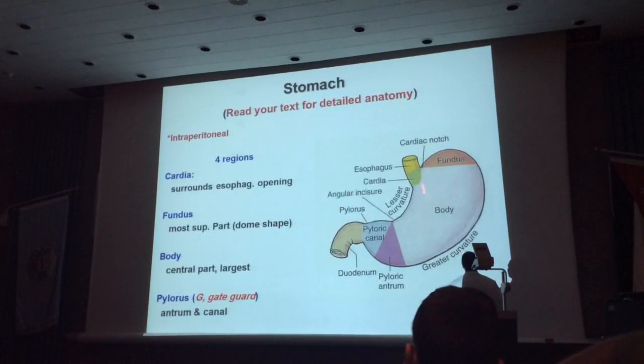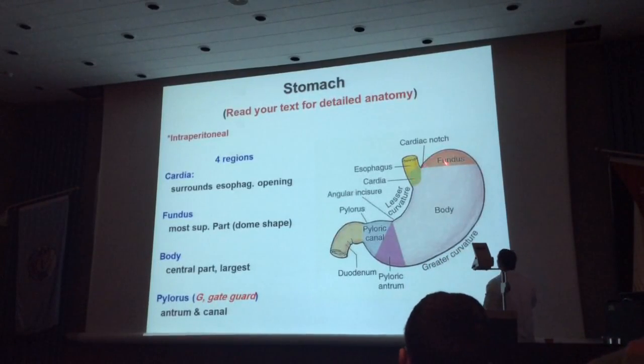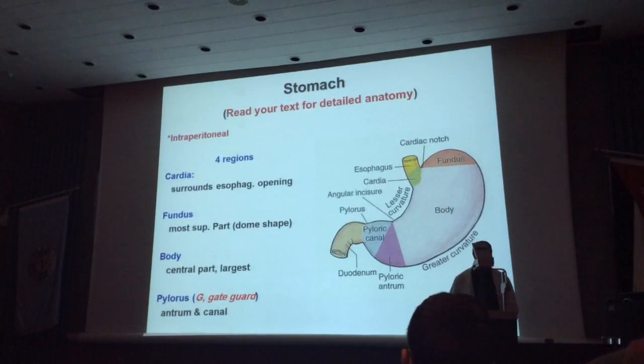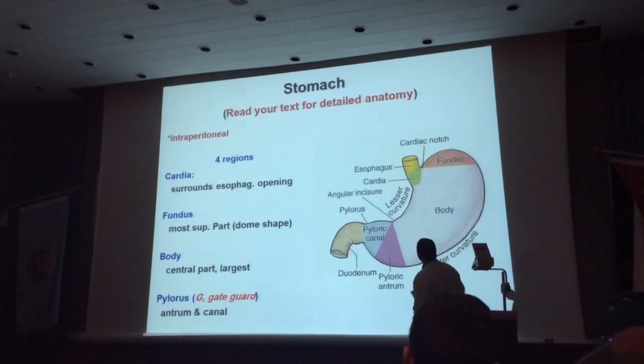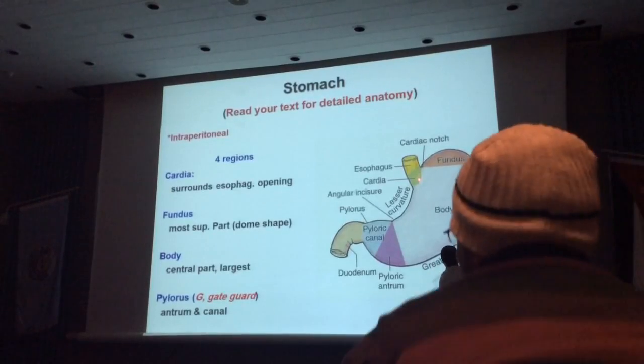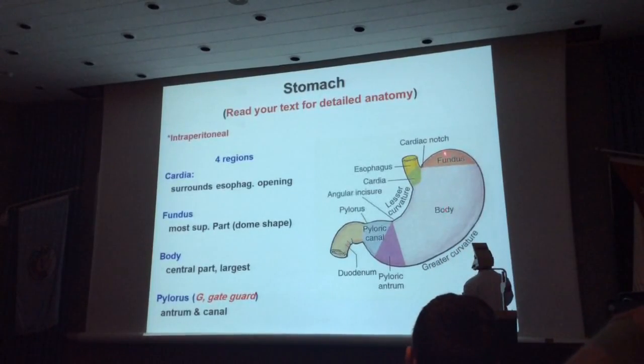This is first year. The stomach is made of cardia, fundus, body, and pylorus. So the stomach is four parts: cardia, fundus, which is the top-down shape, the body, and the pylorus.